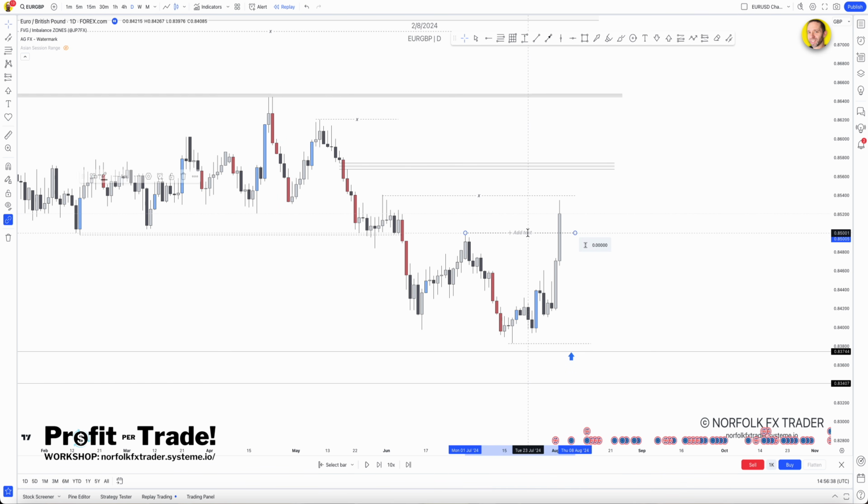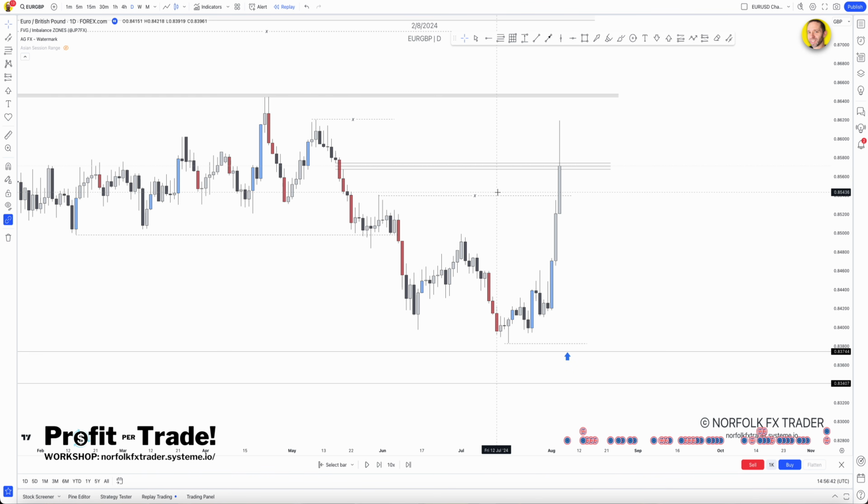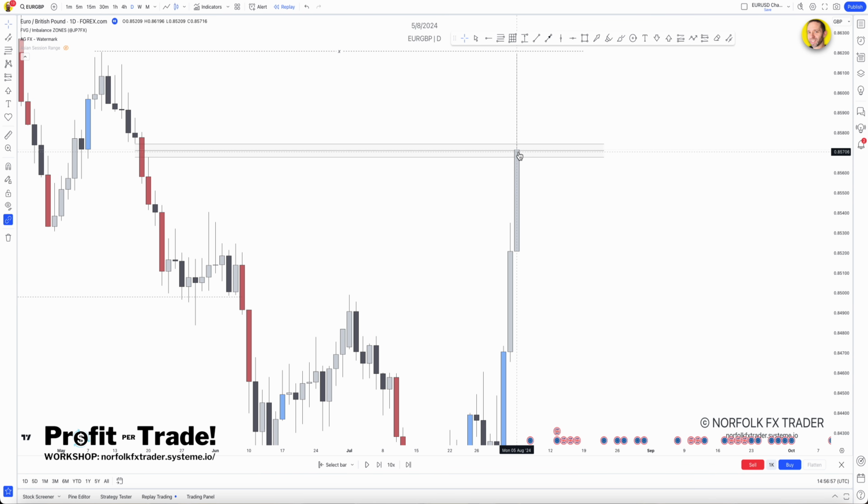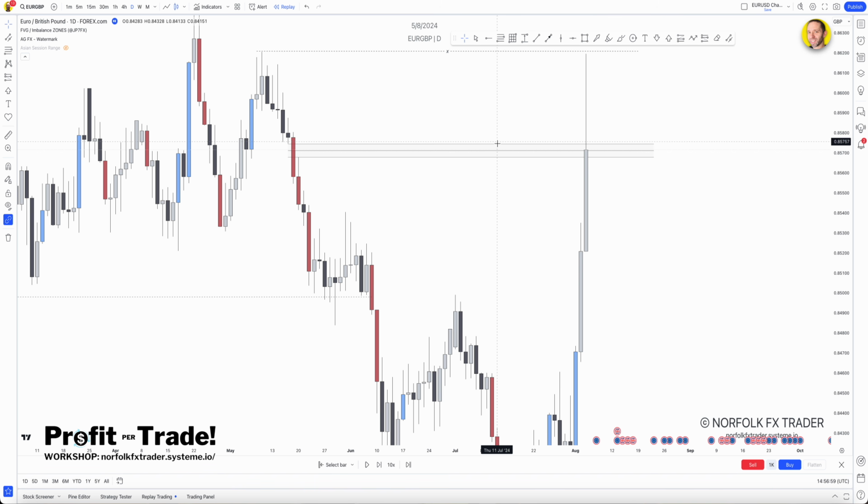Okay, so we're going to run off that high. I'm expecting this level to be run next. And we run that level deeper into this area of imbalance. Where we've got to go, we've got to run this high then. So if we close this imbalance, you can see we've just closed. Let me go in closer. Remember that 50%? We've just closed through that 50% for our bias. That means we're going to run the high.